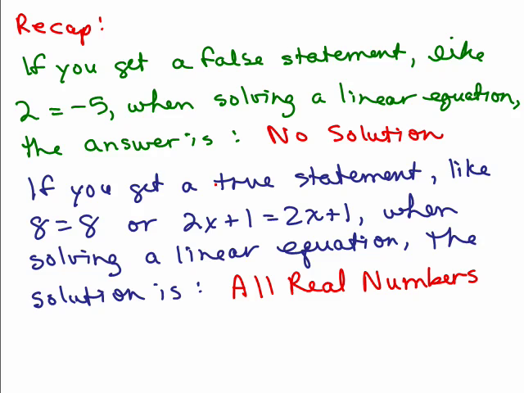If you get a true statement, now here there might be variables involved. You might get something like 8 equals 8, or you might have something like 2x plus 1 equals 2x plus 1. Exactly the same thing on both sides of the equal sign. When you're solving a linear equation, then the solution is all real numbers. So be careful when you solve those special cases.